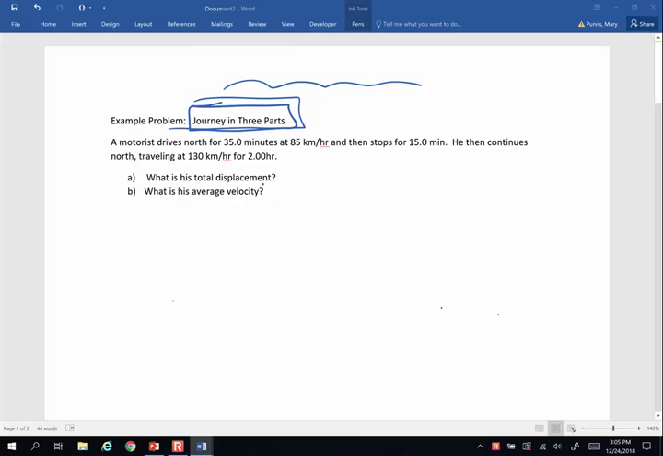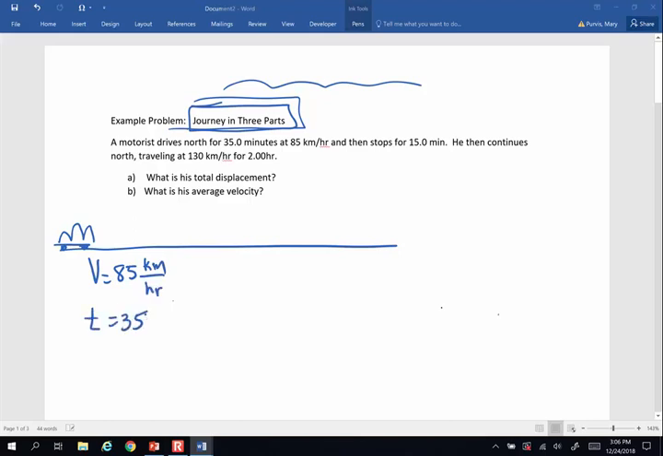Now this problem is complicated enough that I am going to feel a lot more confident if I draw a little bit of a picture. So here's my little car, and yeah, it's not a great car, but that's my little car. And this person is going to drive for 35 minutes at 85 kilometers per hour. So velocity is 85 kilometers per hour for a time of 35 minutes. And I'm going to call this part 1 of the journey.